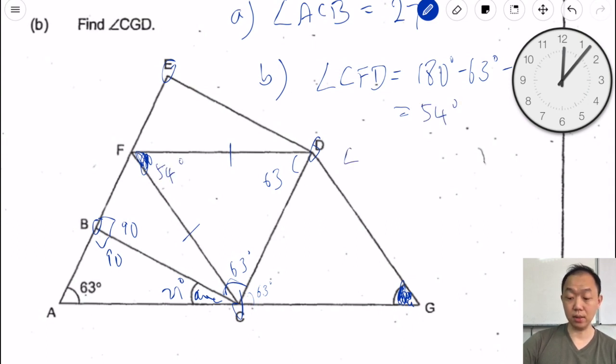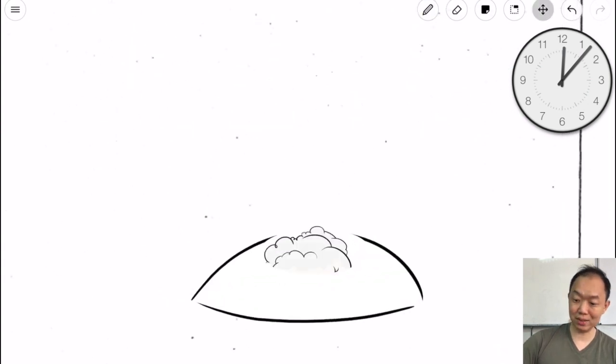And that is our answer. So angle CFD equals angle CGD equals 54 degrees. Boom! Next.